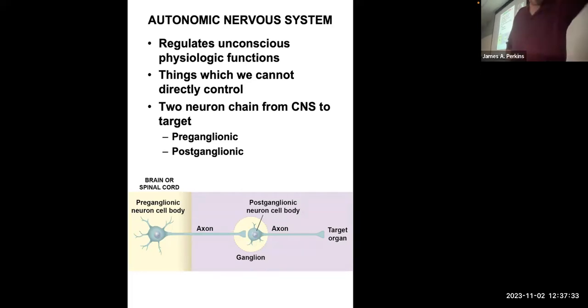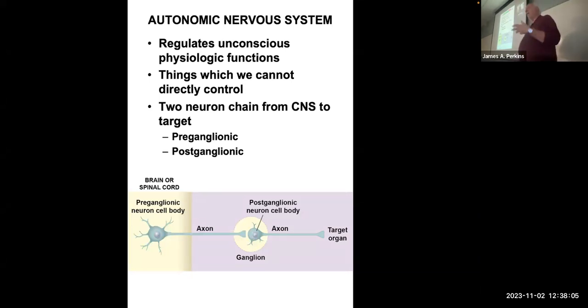Another feature of these autonomic nerves is that there's always a two-neuron chain to get a signal from its origin in the central nervous system to whatever the target structure is. And we've already talked about this in relation to the parasympathetic system in some of the cranial nerves, that you have cell bodies of what are called preganglionic neurons, which are actually located in the brain or in the spinal cord. Their axons travel out somewhere out into the body and then enter a ganglion.